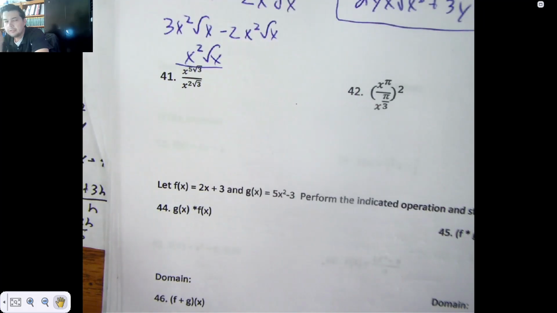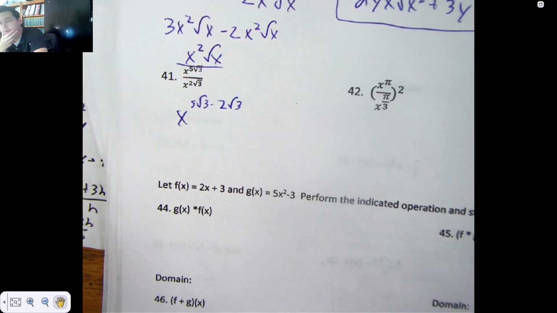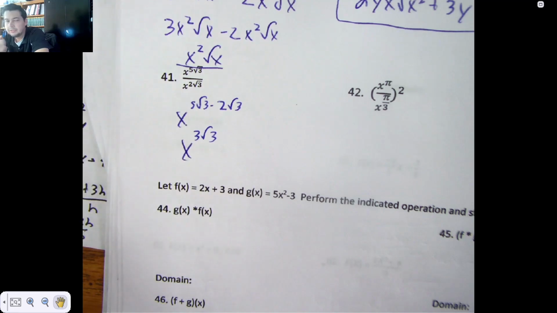41, you have x to the 5 root 3 over x to the 2 root 3. And what you do is you subtract exponents. 5 root 3 minus 2 root 3 is obviously 3 root 3. I say that sarcastically. A lot of kids just don't see it. I wish you did, but they're like terms.